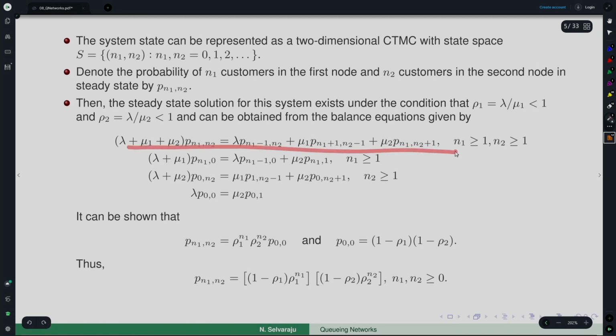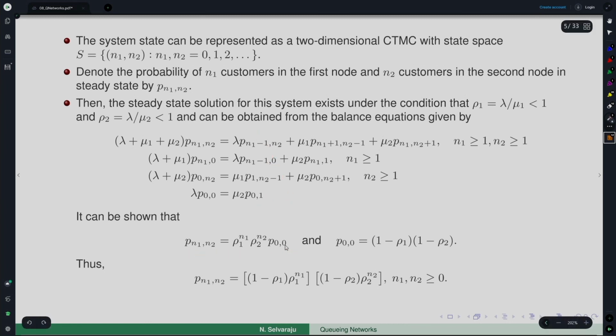Then you have the boundary cases: (n1, 0), (0, n2) and (0, 0). The solution to this is fairly easy to obtain; it is not very complex. In the usual way one can proceed, and it can be shown that P(n1, n2) is a constant times rho 1 to the power n1, rho 2 to the power n2, where the constant is P00. For example, from the first equation itself, P01 is rho 2 times P00.